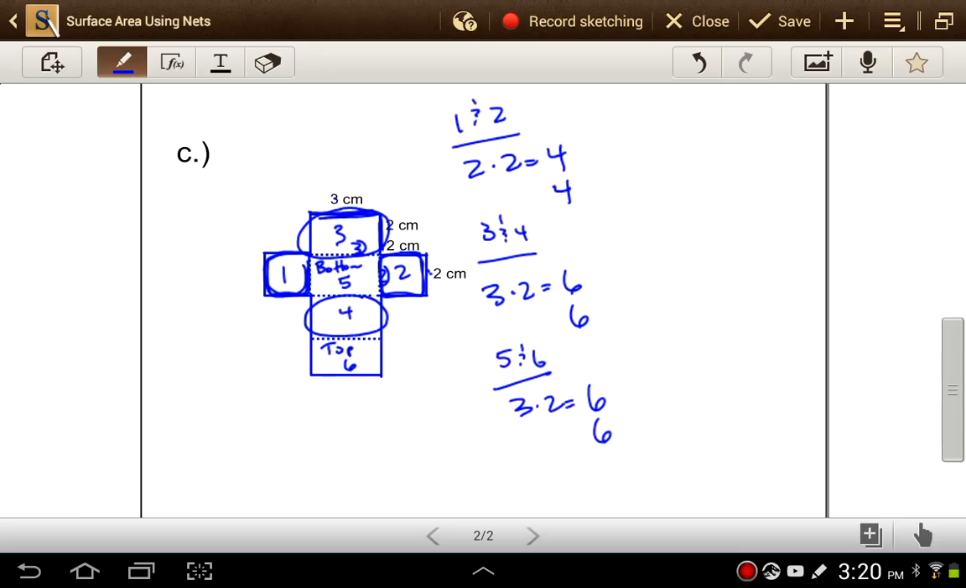Now I just add up those areas, 4 plus 4 plus 6 plus 6 plus 6 plus 6. That's 32 centimeters squared. And that's my surface area.